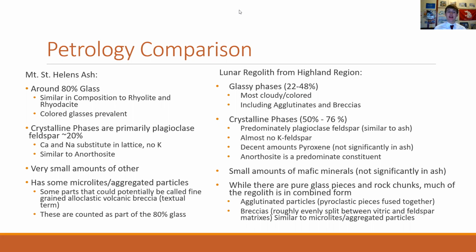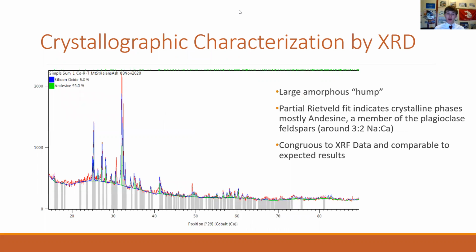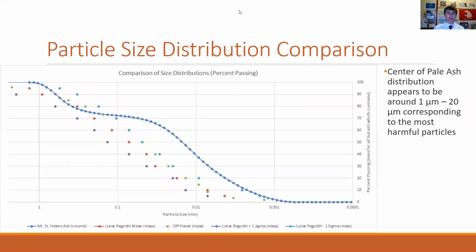The crystalline phases are mostly calcium and sodium feldspars, or plagioclase feldspars. There's almost no potassium feldspar, which is important because those have different properties. Most of the rock that the regolith comes from on the moon is anorthosite, very similar to the crystalline phases found in the Mount St. Helens ash. Both are very low in mafic minerals, such as olivine or basaltic minerals, and so petrology is generally fairly similar. We verified this via X-ray diffraction, which was congruous with what we were expecting.